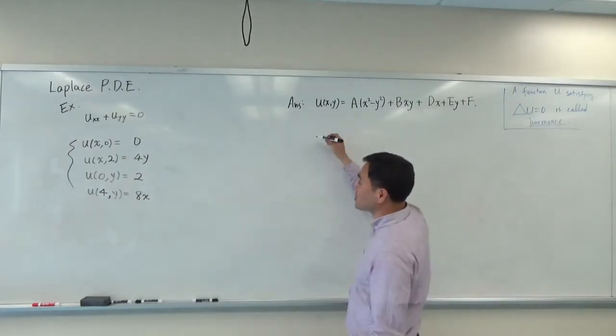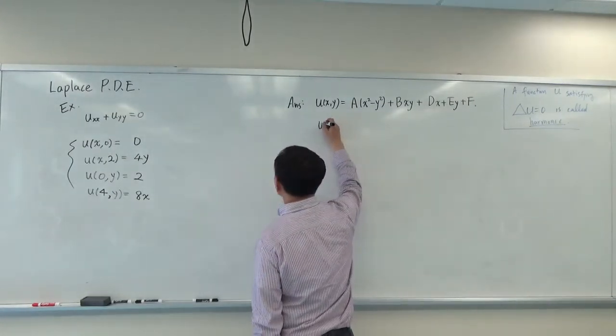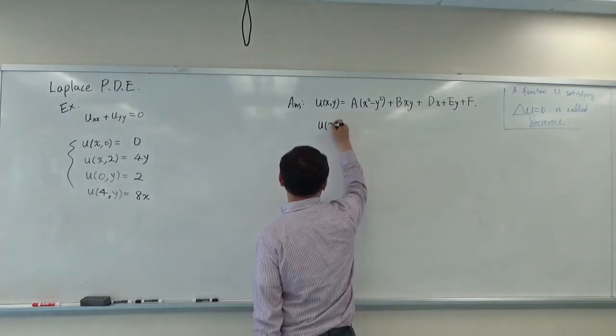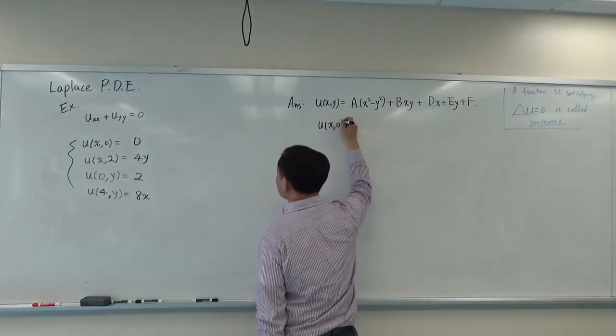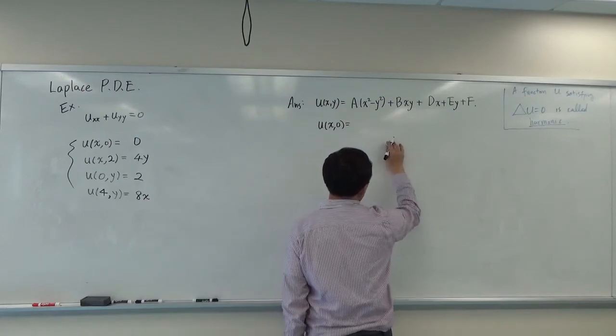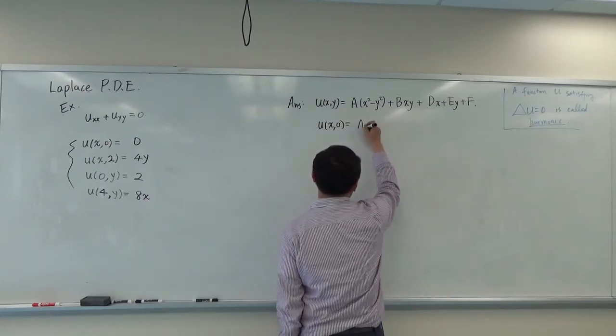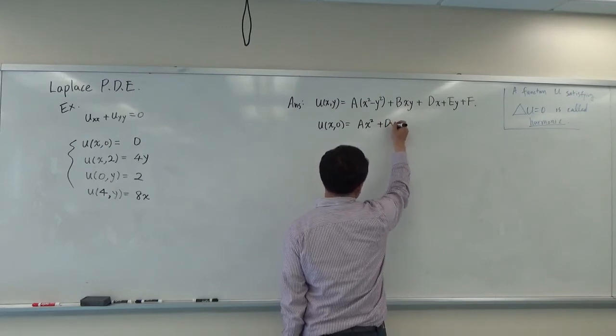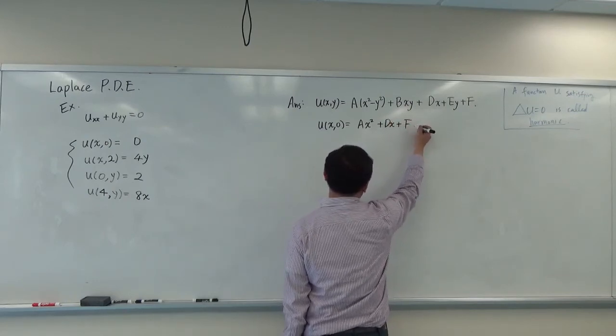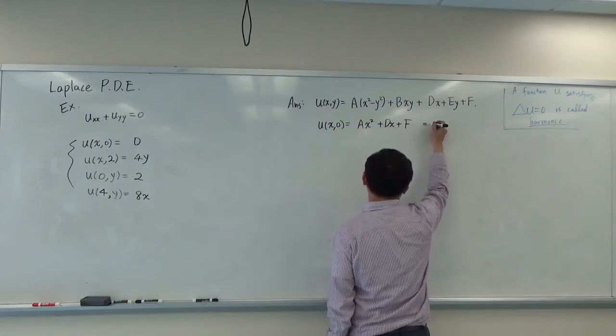So, what is u(x, 0)? That's like plugging 0 into y, right? This is ax squared plus dx plus f. And I need it to be 0.